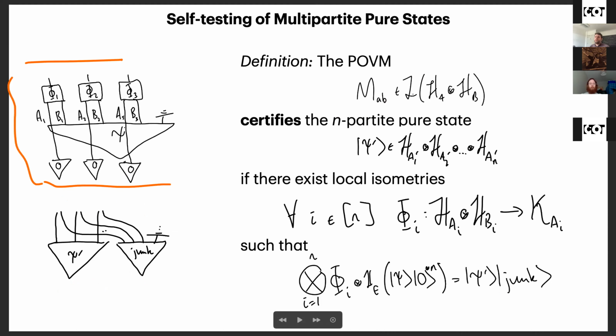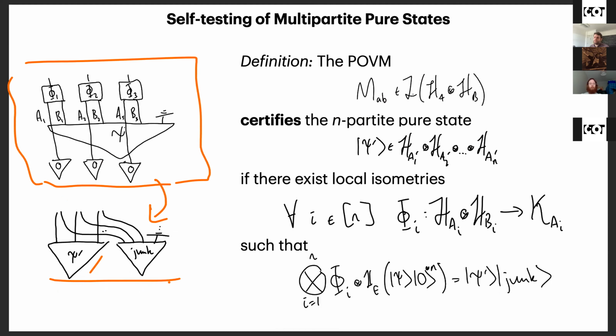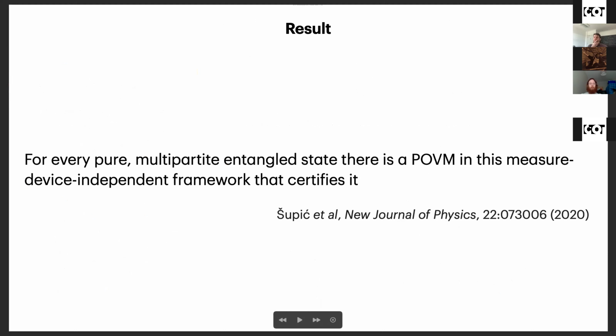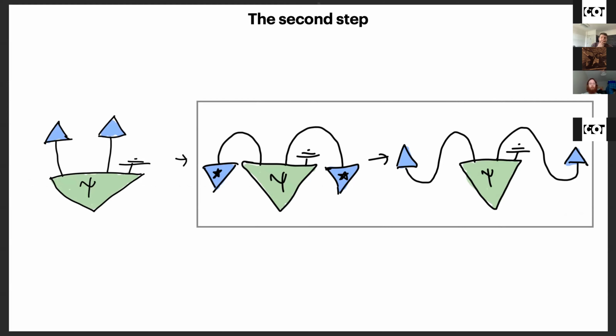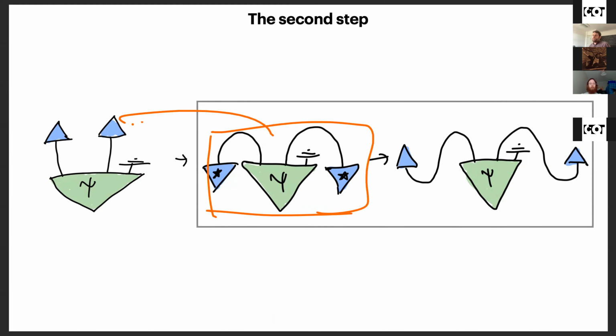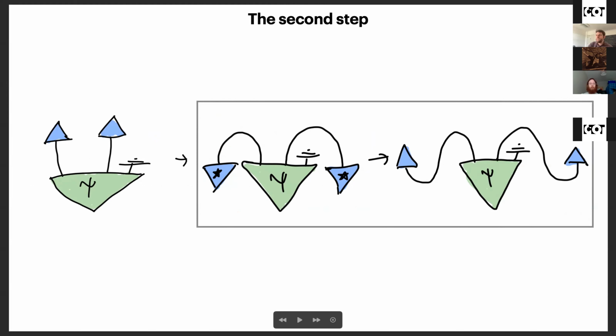This is your isometry applied to your system, and you can show that if the POVM certifies this pure state, you end up with this at the bottom. And our main result from this paper was that for every pure multipartite entangled state, there is a POVM in this measurement device independent framework that certifies it. So you can come up with a pure multipartite entangled state, and I can give you a POVM that will certify that the two parties, up to isometries, share that entangled state. Okay, so that's the first step in this journey of going from this setting with black boxes to inferring something about the state being shared here on the left.